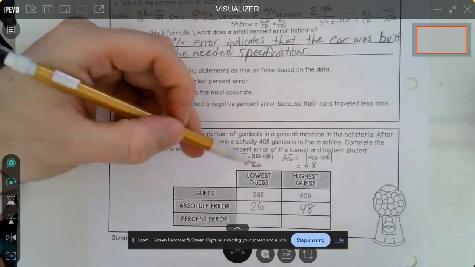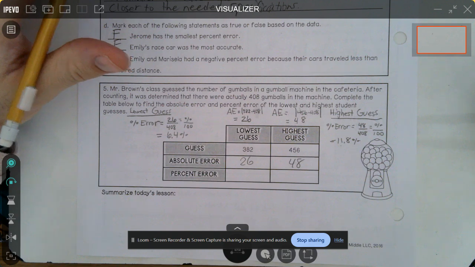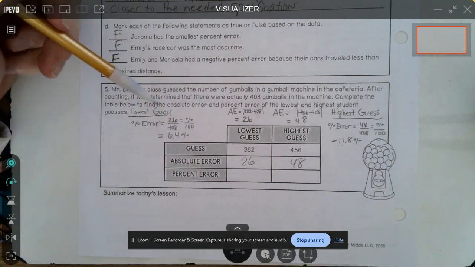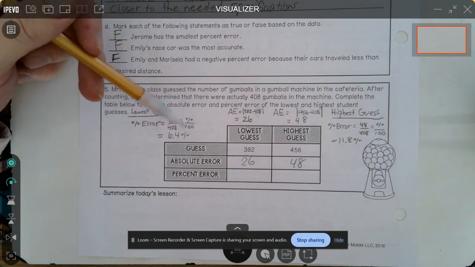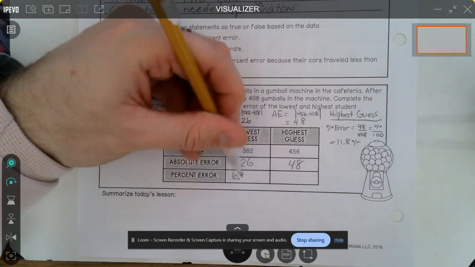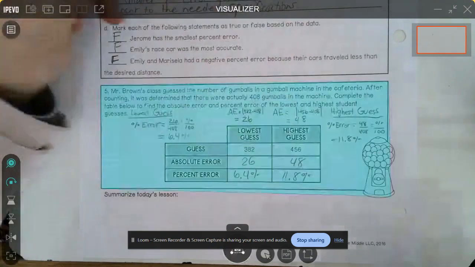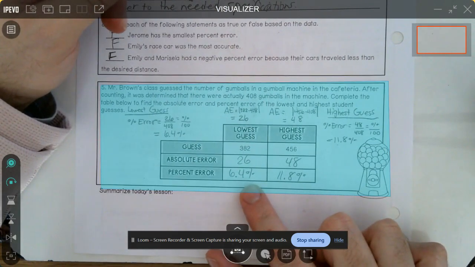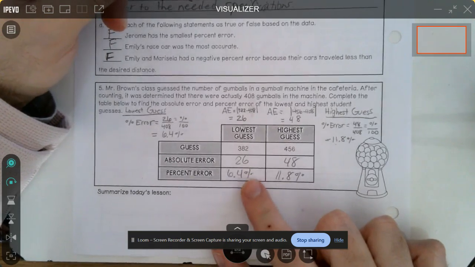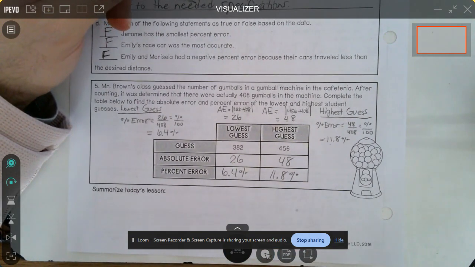All right, now use that information to find the percent error for each guess. Check my work. I took your AE value, which we already found in the tables, divided by exact, equals percent over 100, cross multiply and divide. And you get 6.4% for the lowest guess and 11.8% for the highest guess. Think about who was closest. Yes, it was the lowest guess. They were only 6.4% off compared to the highest guess, which was 11.8% off from the actual amount of gumballs.